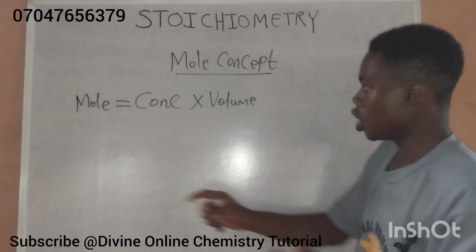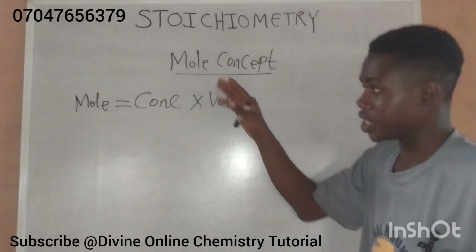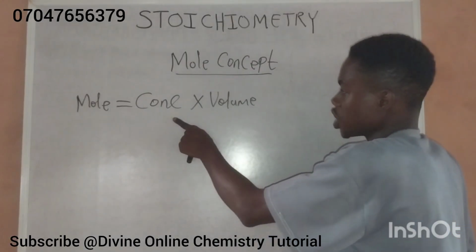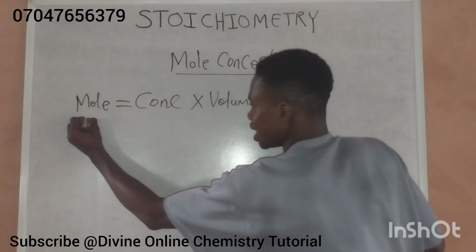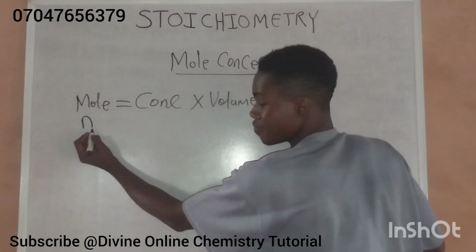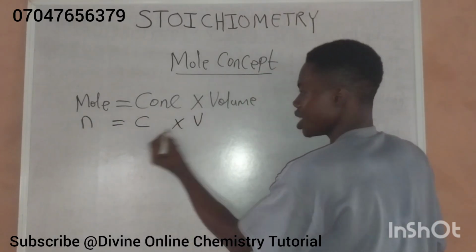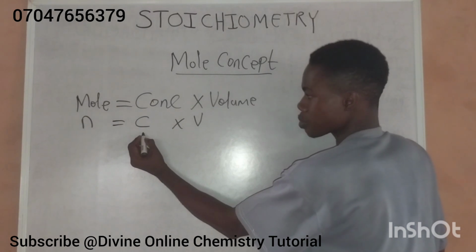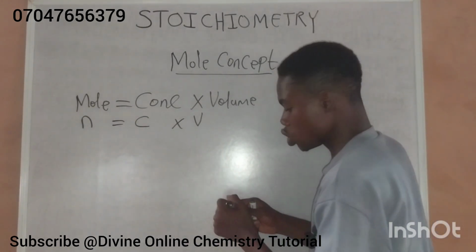Concentration times volume. This is under equation, under stoichiometry. Number of mole equals concentration times volume. You can write it like this or like this. N signifies the number of mole, equal to C times V. This C is known as concentration, while V is volume, and N is the number of mole.